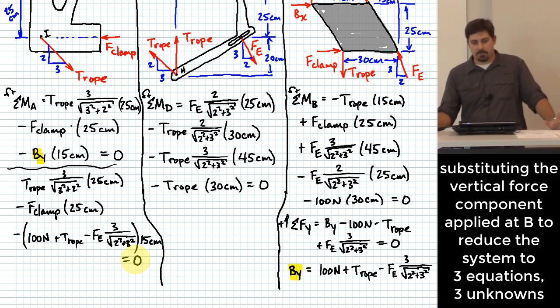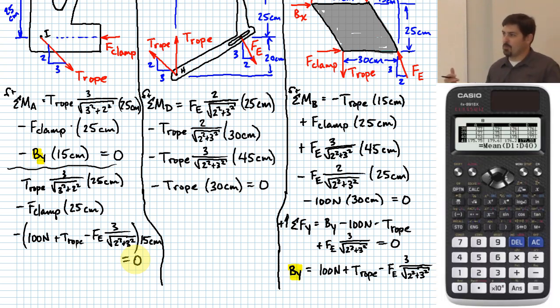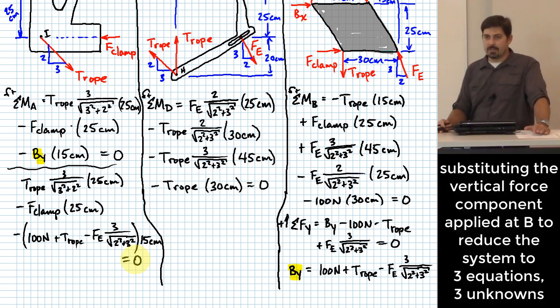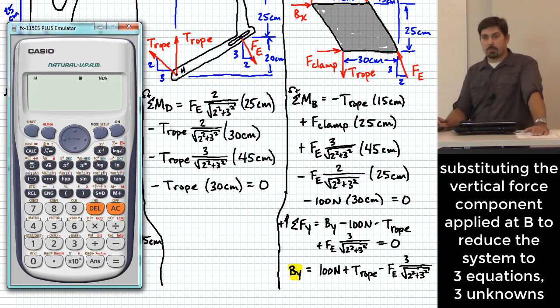Now let me say something real quick. Some of you have a Casio FX-991EX. If you have one of those, then you didn't even have to do that substitution step. Why? It does 4x4s. You can put in that 4x4 system and it'll solve it. The one I'm using is the 115 ES Plus. It'll do a 3x3, so I had to do a little bit of work to get it to a 3x3, and now I'm in good shape, or at least I should be.